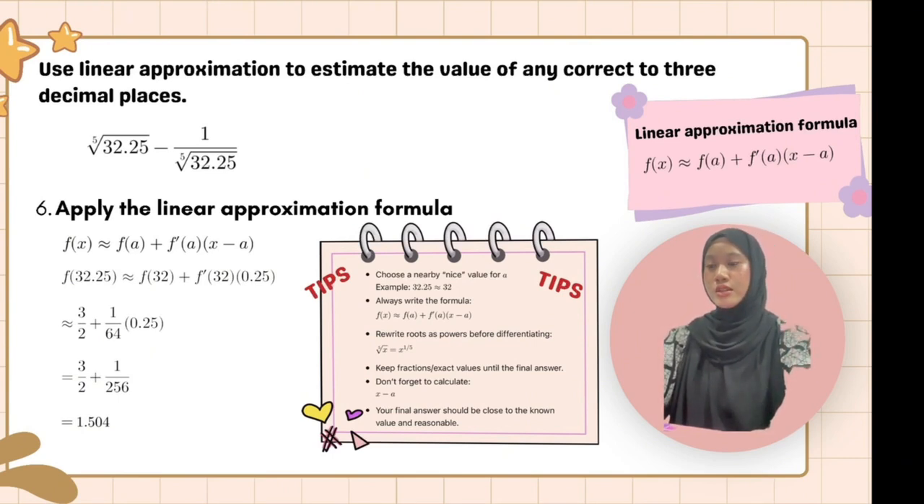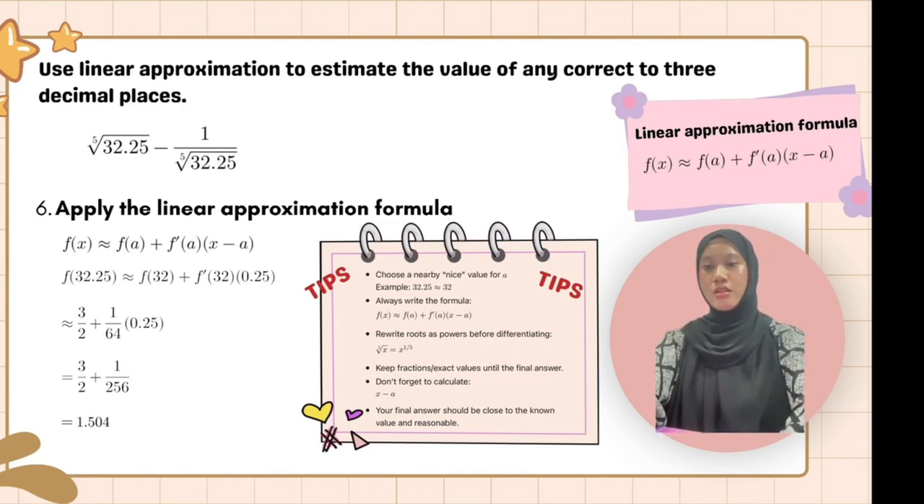It will approximately be 3 over 2 plus 1 over 64 multiplied by 0.25, and it equals 1.504. That's all from me.